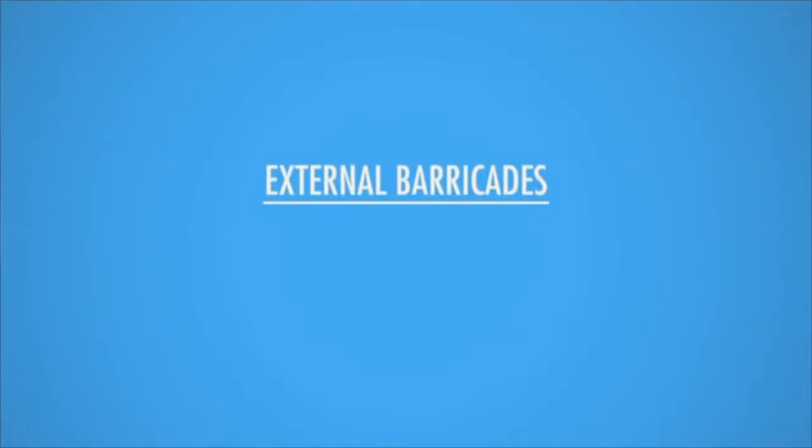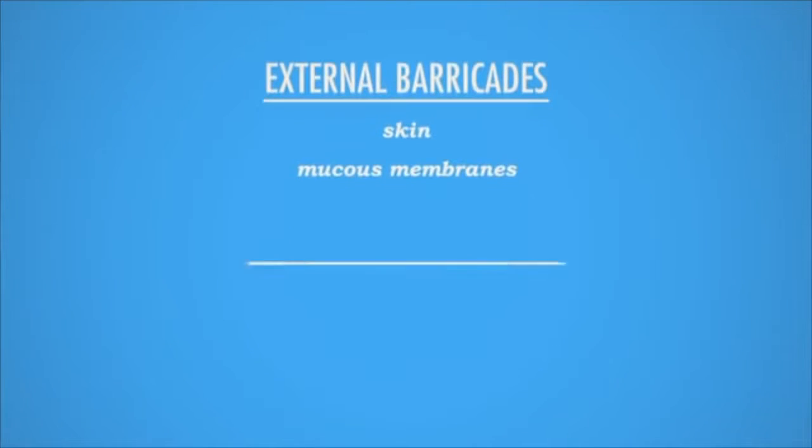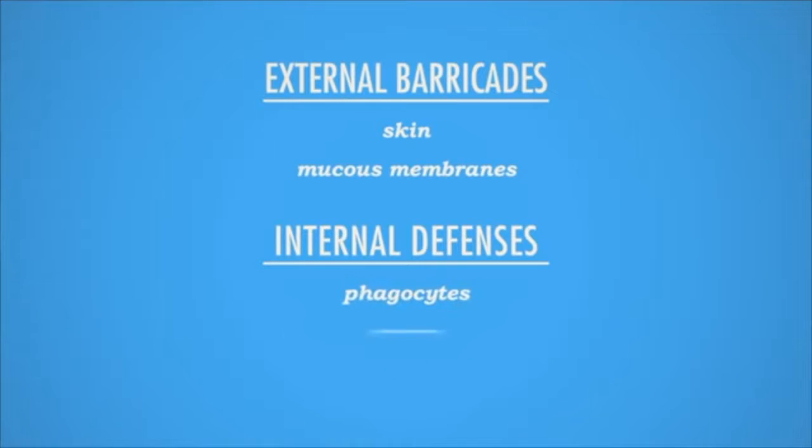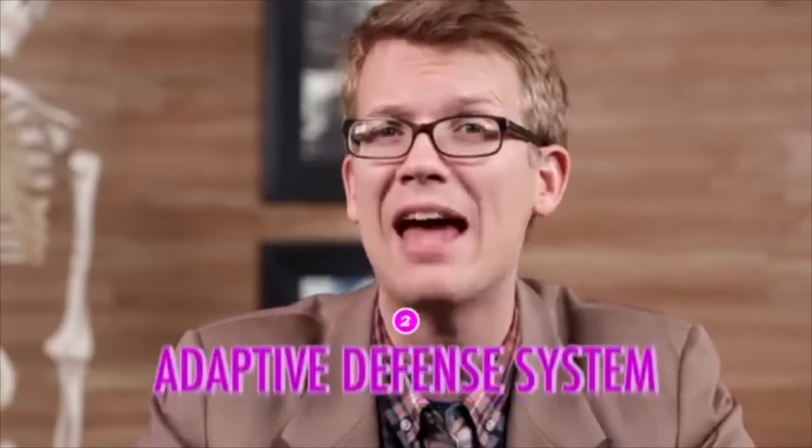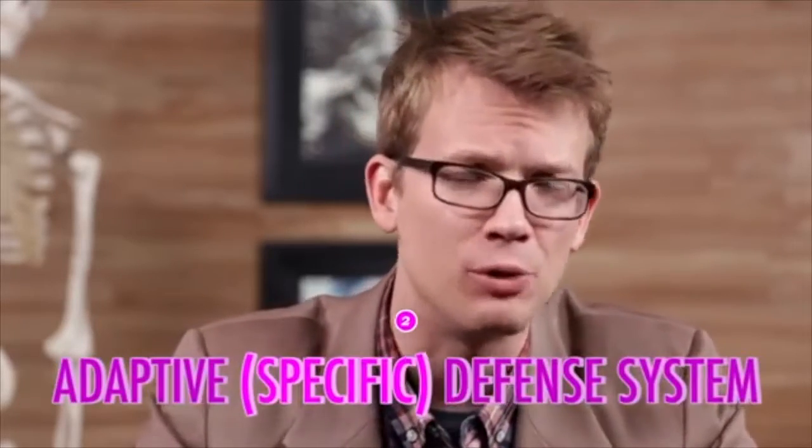Like your average frontline soldier, it's prepared to immediately engage with anyone suspicious, and it mostly includes stuff we were born with, like the external barricades of your skin and mucous membranes, and internal defenses like phagocytes, antimicrobial proteins, and other attack cells. But some enemies must be fought with special forces, and here your body can deploy your adaptive or specific defense system, which is more like your SEAL Team 6. It takes more time to call in, but it's specially designed to go after specific targets, and it keeps files on those bad guys so it knows how to handle them next time around.